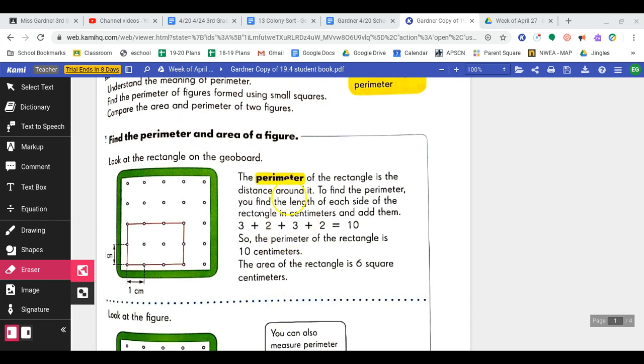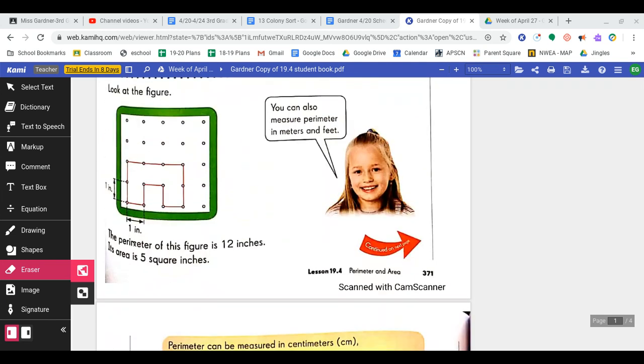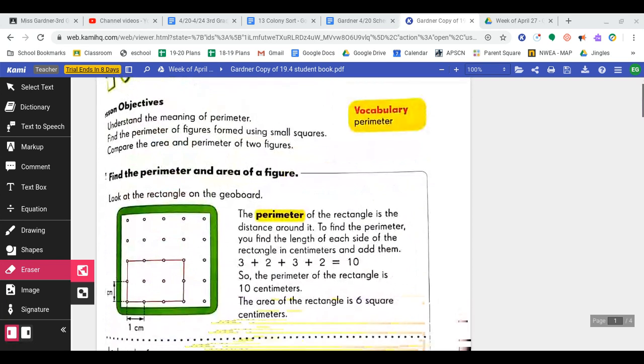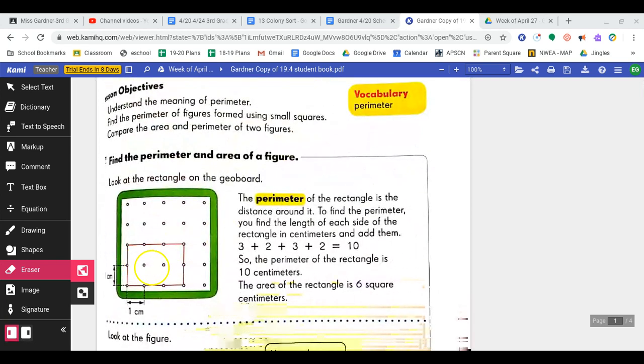So it says the perimeter of the rectangle is the distance around it. Oh, by the way, this is page 371. Sorry, forgot to mention that. Okay, the perimeter of the rectangle here is the distance around it. To find the perimeter, you find the length of each side of the rectangle in centimeters, that's what we're measuring with, and add them.